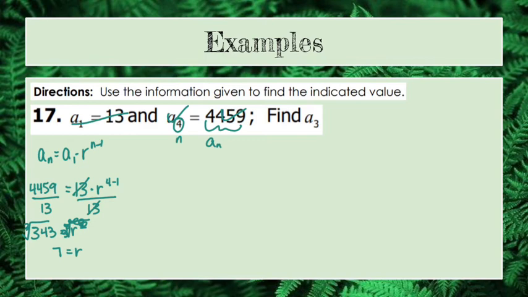So now we know everything that we need to know to find A sub 3. So A sub 3 is going to equal A sub 1, which is 13, times R, which is 7, to the 3 minus 1 power. So we'll have 13 times 49, which is equal to 637.